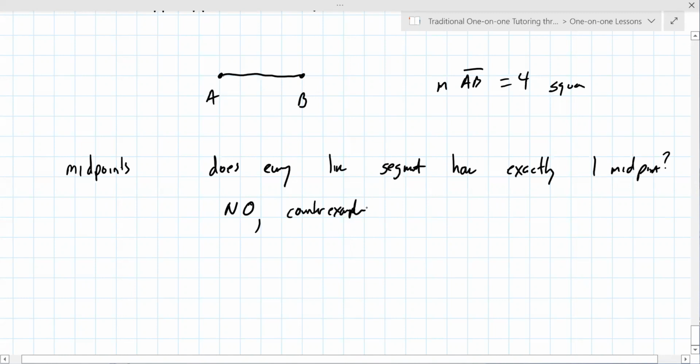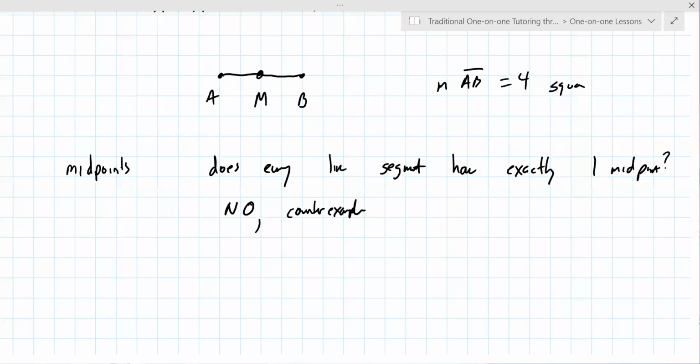And that's okay. If it's no, then it's no, but you have to then come up with a counterexample. So your counterexample would be a line segment with 0 or 2 midpoints. Like to me, the midpoint of AB is right there. And it's always right there. So the midpoint's just the point in the middle of whatever. Exactly.